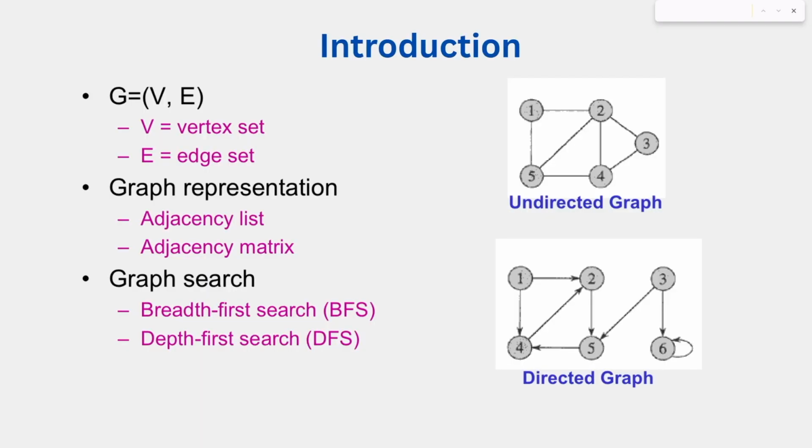As you all know, graph is a nonlinear data structure. We usually denote graph as a set of vertices and edges. So, whenever we represent graphs, we will be having a set of vertices which will be denoted as V, the vertex set, and we will have another set, namely E, which is the edge set.